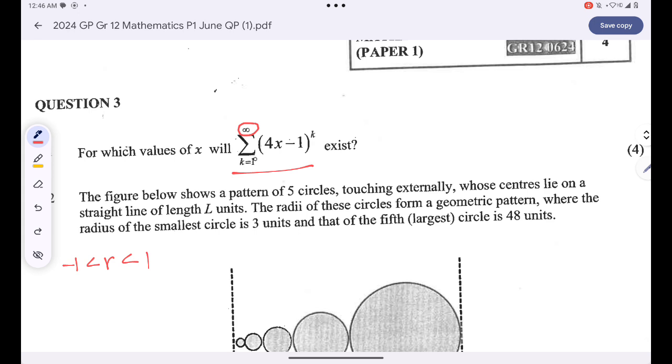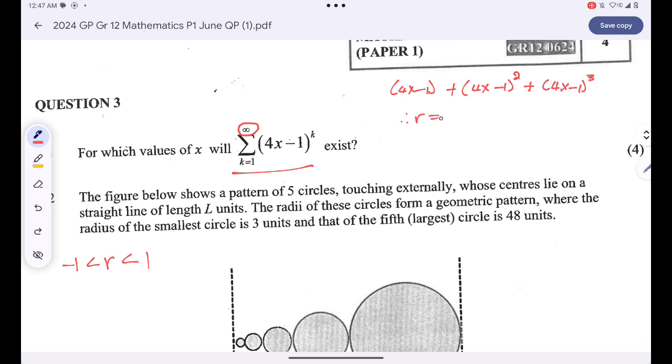All I have to do is just substitute values of k. Are you together? The first value of k is 1, so my first term will just be 4x minus 1 to the power of 1, plus the second term, I'll just increment by 1 over there. So I'll simply have (4x minus 1) squared, since k was equal to 1 initially, now k will be equal to 2, plus (4x minus 1) cubed, and then now k will be equal to 3.